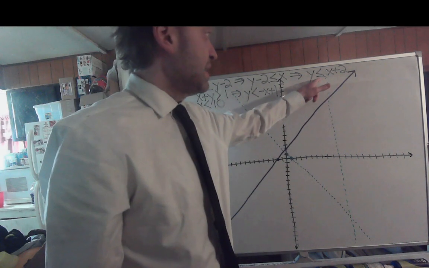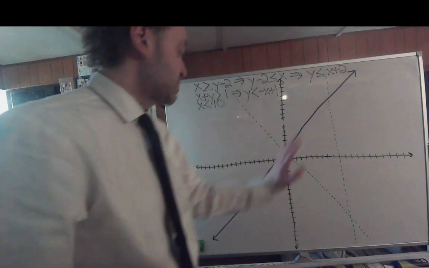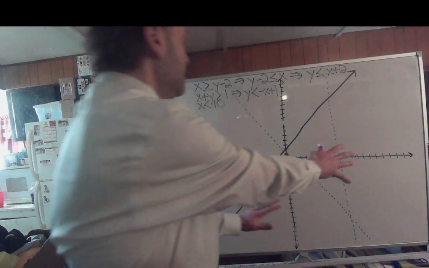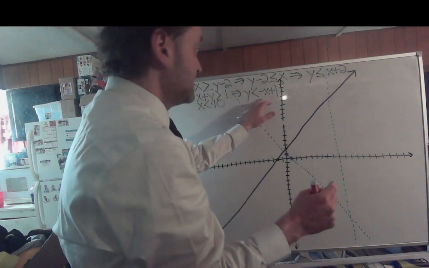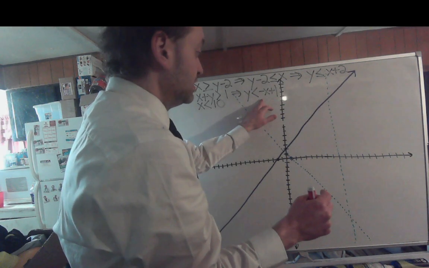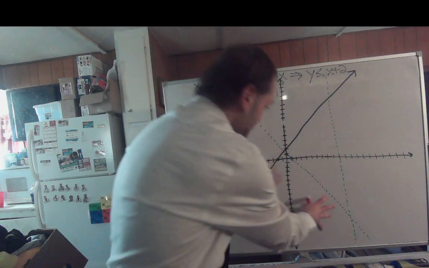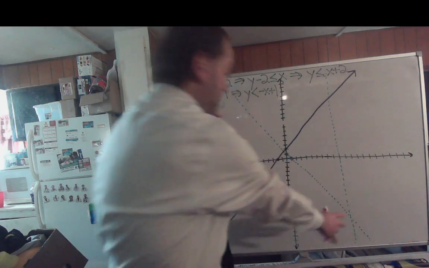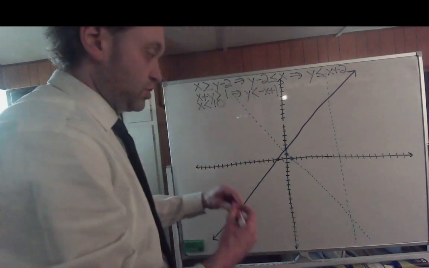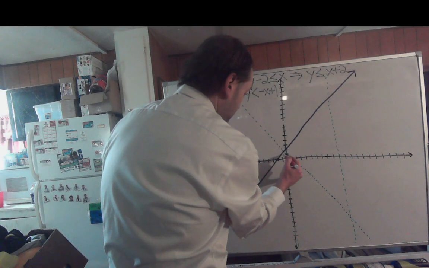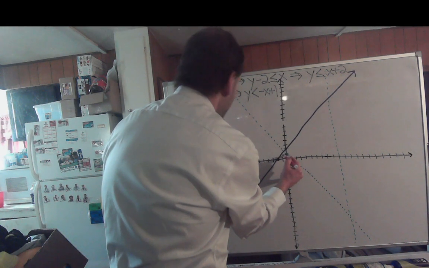Y is less than or equal to x plus 2. That's going to be below this solid purple line, so now we're somewhere down in here. Now y is less than -x plus 1. That's going to be below this blue line, so now we're somewhere down in here. And then x is less than 10. That's to the left of this green dotted line. So here is going to be the entire solution.